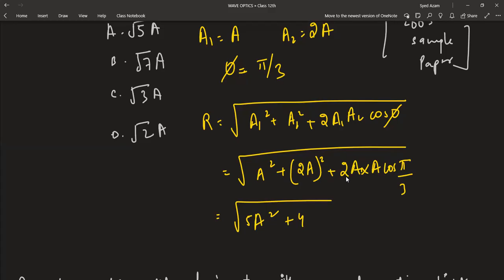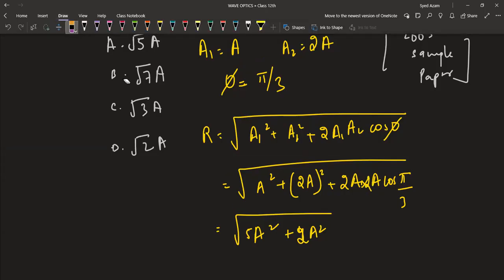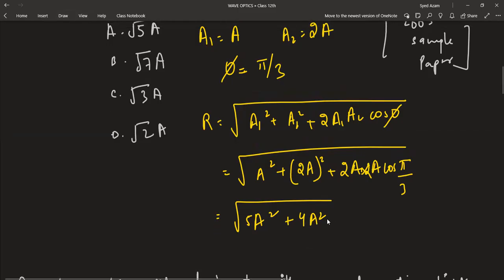Or see, this is 2A into A. Ma'am, shouldn't it be 2A into 2A? Because A2 is 2A. Okay, right? A1 is A, A2 is 2A, so this will become 4A square. Then clearly B will be the answer. See, this is 4A square into half. This becomes 2. That is root 7A square, which is equal to root 7A.